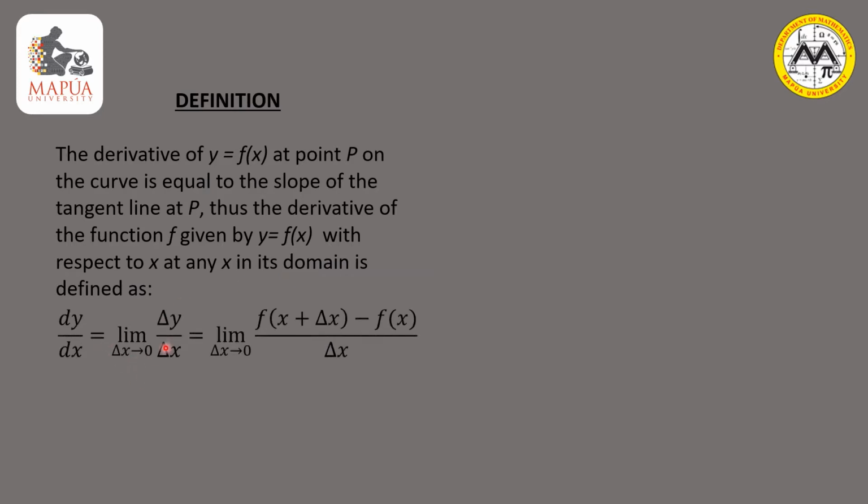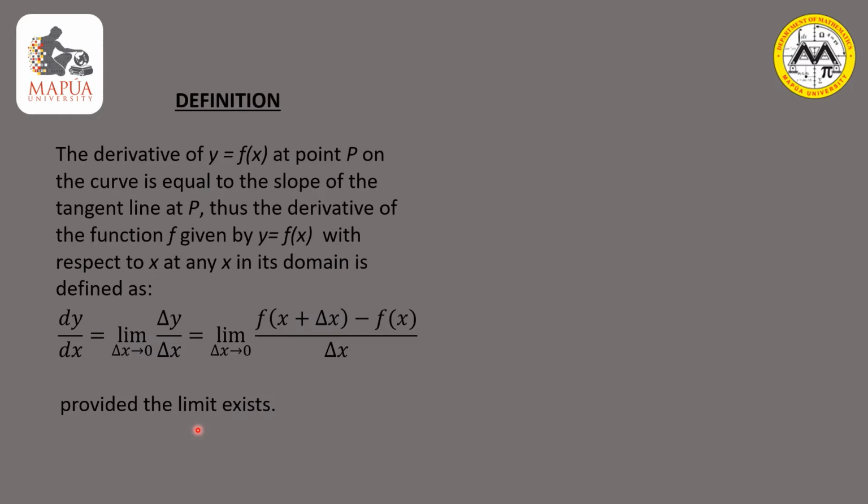It is the limit of delta y divided by delta x as delta x approaches 0, or it is the limit of the difference of f of x plus delta x minus f of x, divided by delta x, as delta x approaches 0. The derivative of y with respect to x is denoted by the symbol read as dy dx, or the derivative of y with respect to x. This is how we define the derivative, provided that the limit exists.